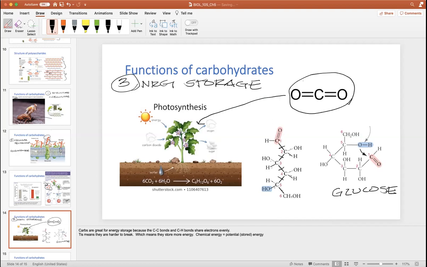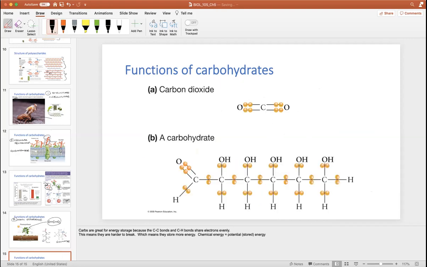Now, why is it that carbohydrates make for good chemical energy storage? Well, let's look here. Carbon dioxide, you can see, is a highly polar molecule. Remember me telling you that oxygen loves to hog all the electrons? And so you can see that oxygen hogging these electrons means that they're already kind of off to one side, and that's going to make this a relatively easy bond to break apart. You can just break it off because all the electrons are already kind of over here.